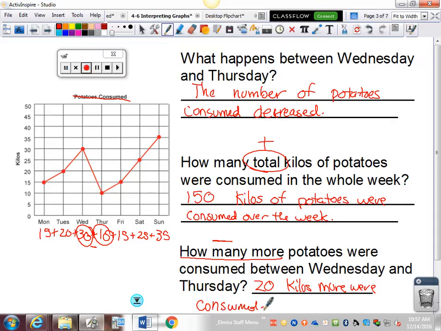Okay. Again, at any time, pause this to catch up with the writing. Okay. Pause, rewind, whatever you need to do.